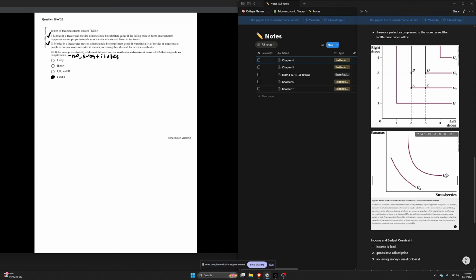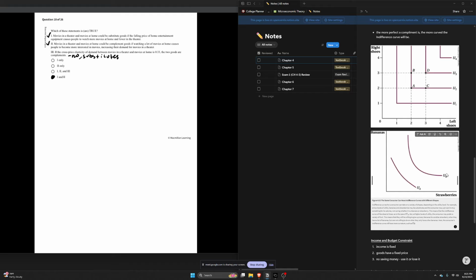All right. Which of these statements are true? Movies in a theater and movies at home could be substitute goods if the falling price of home entertainment equipment causes people to watch more movies at home and fewer in the theater. That makes sense. Movies in a theater could be complement goods if watching a lot of movies at home causes people to want to come and watch more movies in a theater. That makes sense to me. So they could be either or.